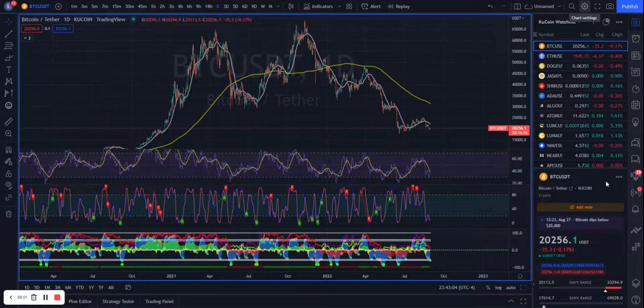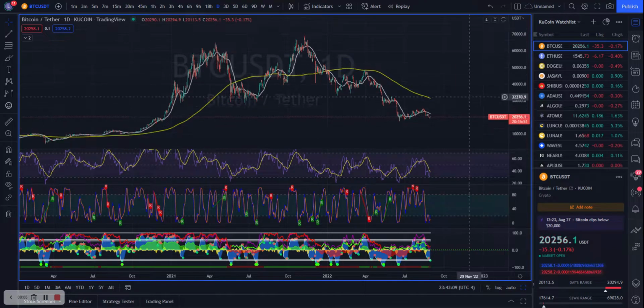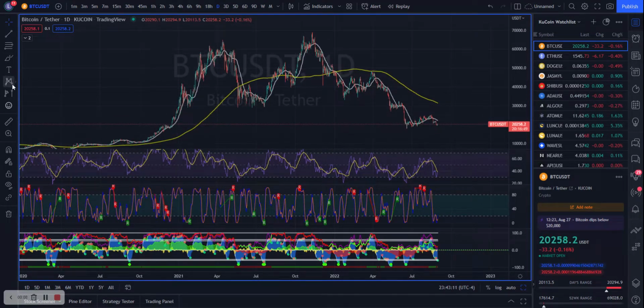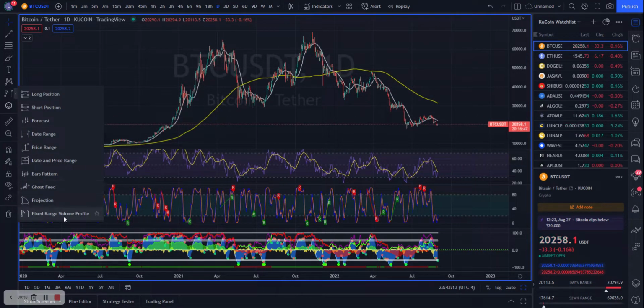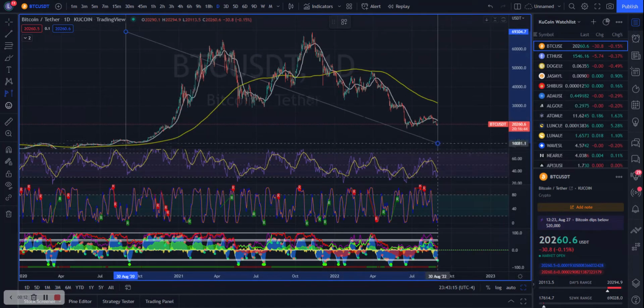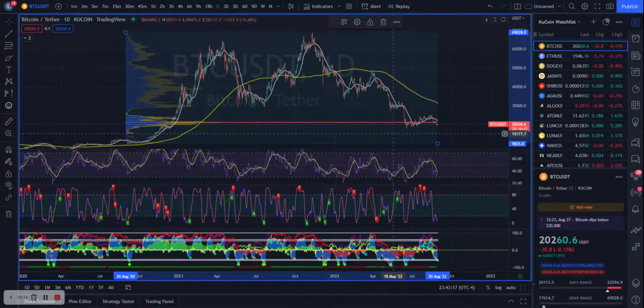Hey, so we have Bitcoin on August 29th, and we're on the daily chart here. Let's dive right into it. So, what we're going to do as a start is we're going to turn on our fixed range volume profile. We're going to bring it back from around August 2020 to now.